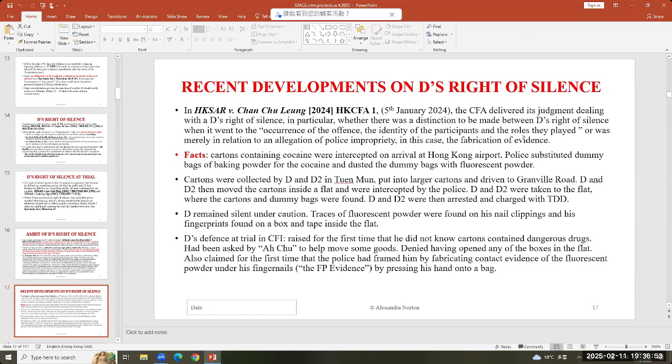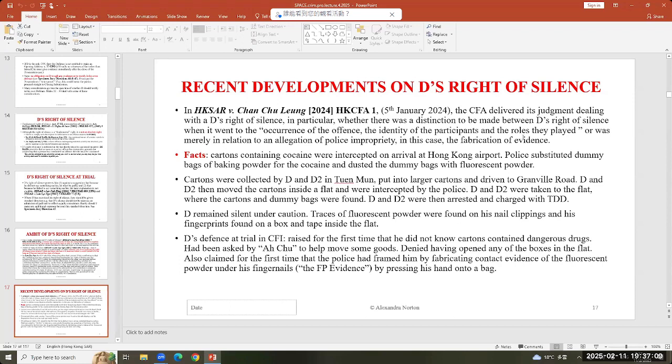He'd just been asked by his friend Archu to help move the boxes from one location to another. So his defense was lack of knowledge of the drugs. But he also raised for the first time a complaint that the police had framed him.